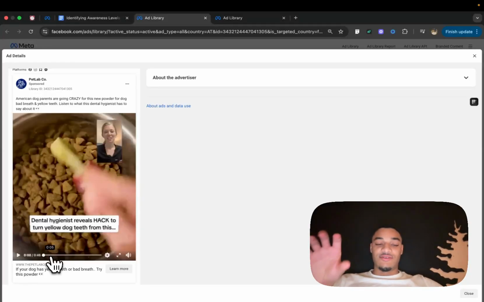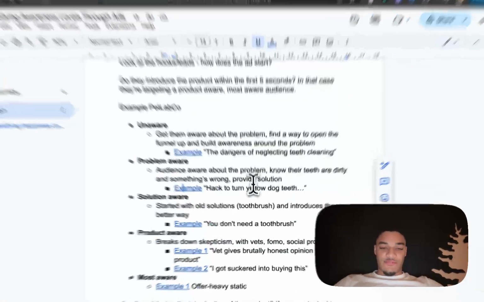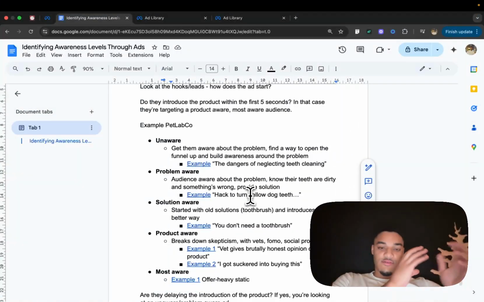And also they use a third party authority figure, right? Like the dental hygienist talks about how she was able to get rid of this. So that's the second step. Once the audience is aware about the problem, you provide the solution right away. You talk about the problem and then give them the solution, so you get to the solution much quicker than, for example, if they're unaware.